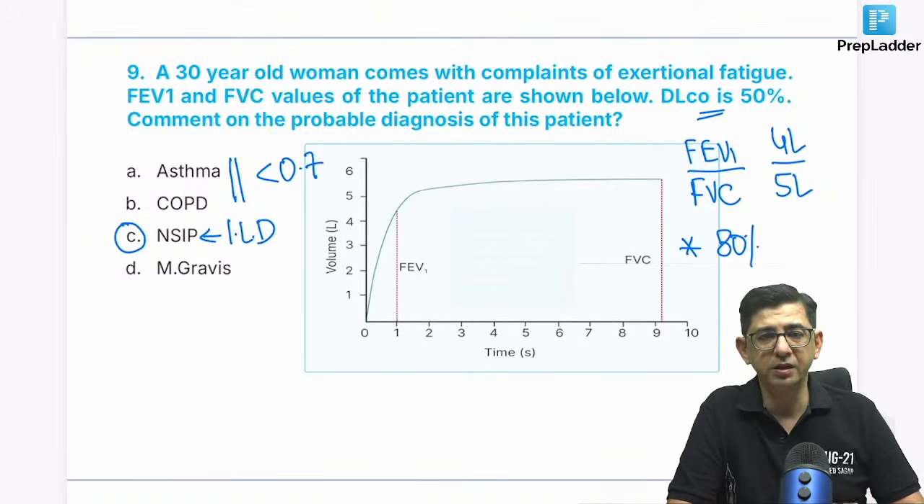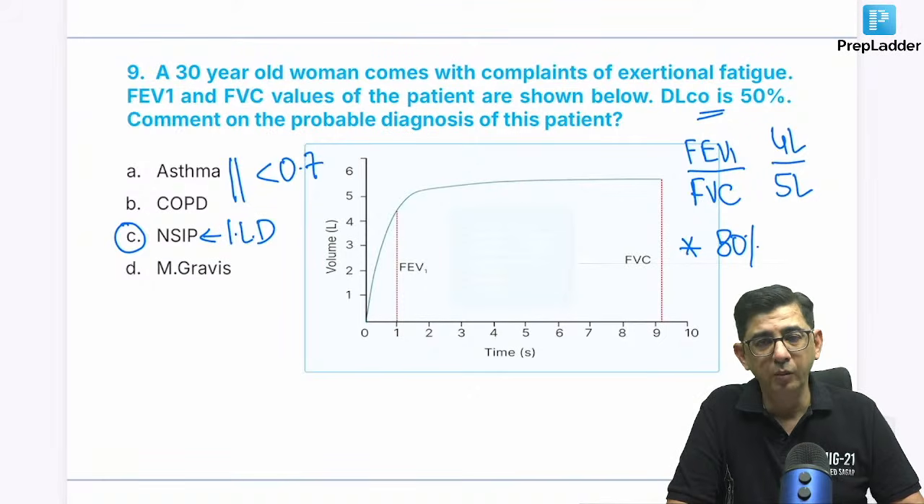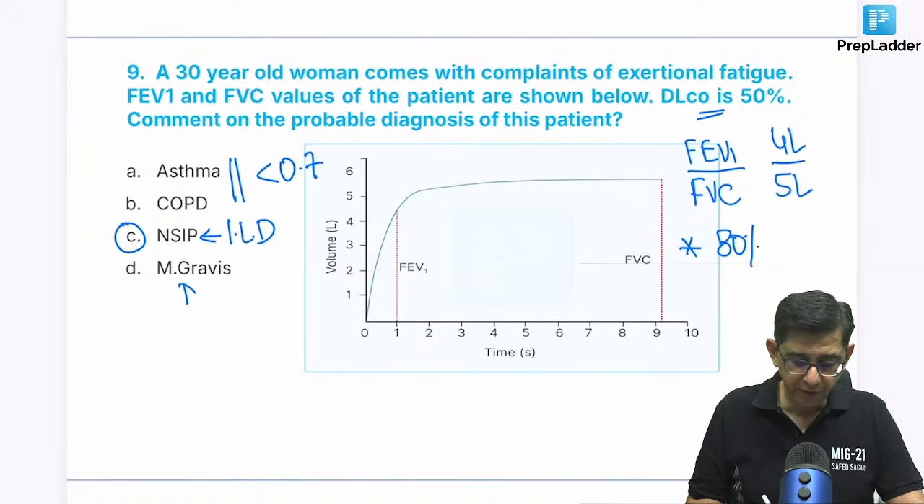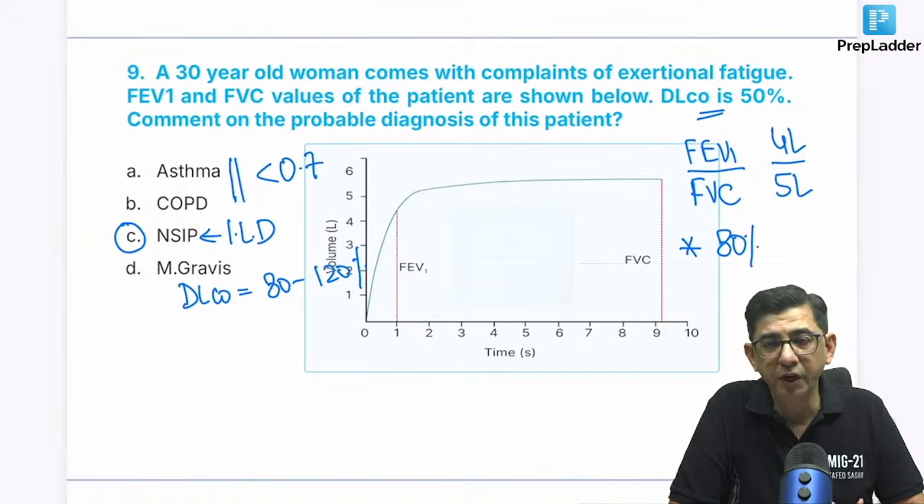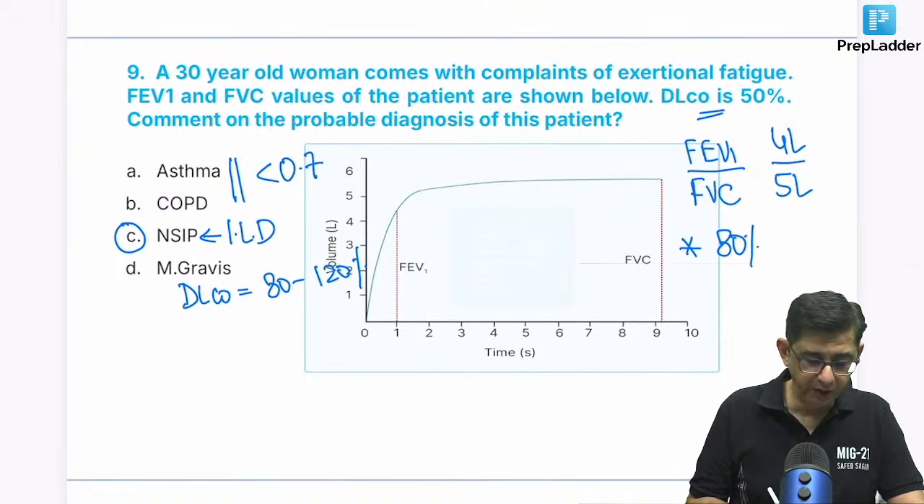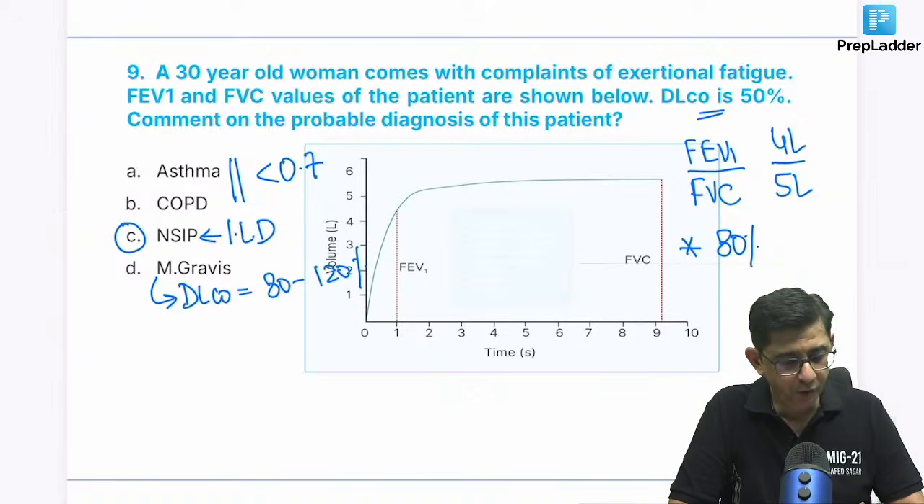I'm left between myasthenia gravis and non-specific interstitial lung disease. This can be a report of a myasthenia gravis patient also because respiratory muscles can get involved. But in myasthenia gravis, the diffusion capacity of the lung for carbon monoxide would be normal, and normal values of DLCO are between 80 to 120%. So since in this question the DLCO is less, that is why the answer here is non-specific interstitial pneumonitis.